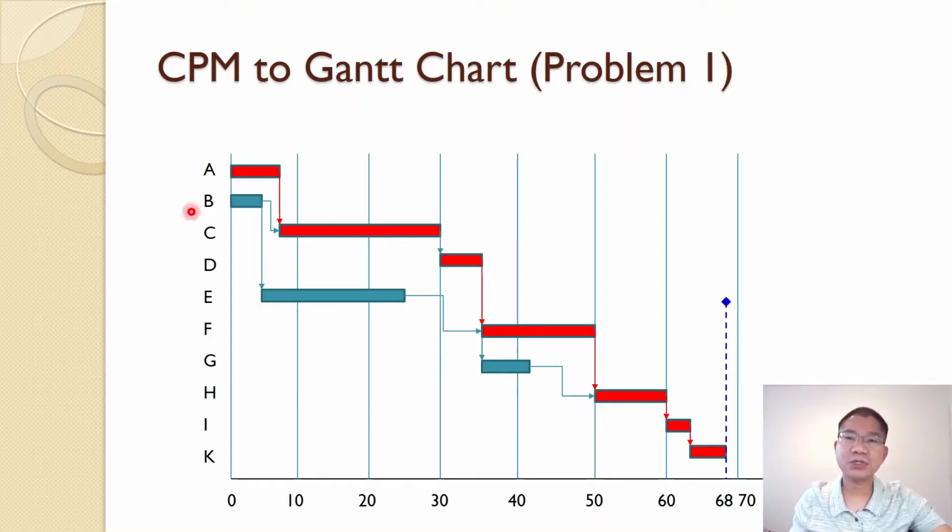And in this case, what I just showed is the early start schedule. If it is late start, you can move B back here, move E so it finishes at this line, and move G so it finishes at this line. The project is still 68 days. So that is the difference between the early start schedule and the late start schedule.